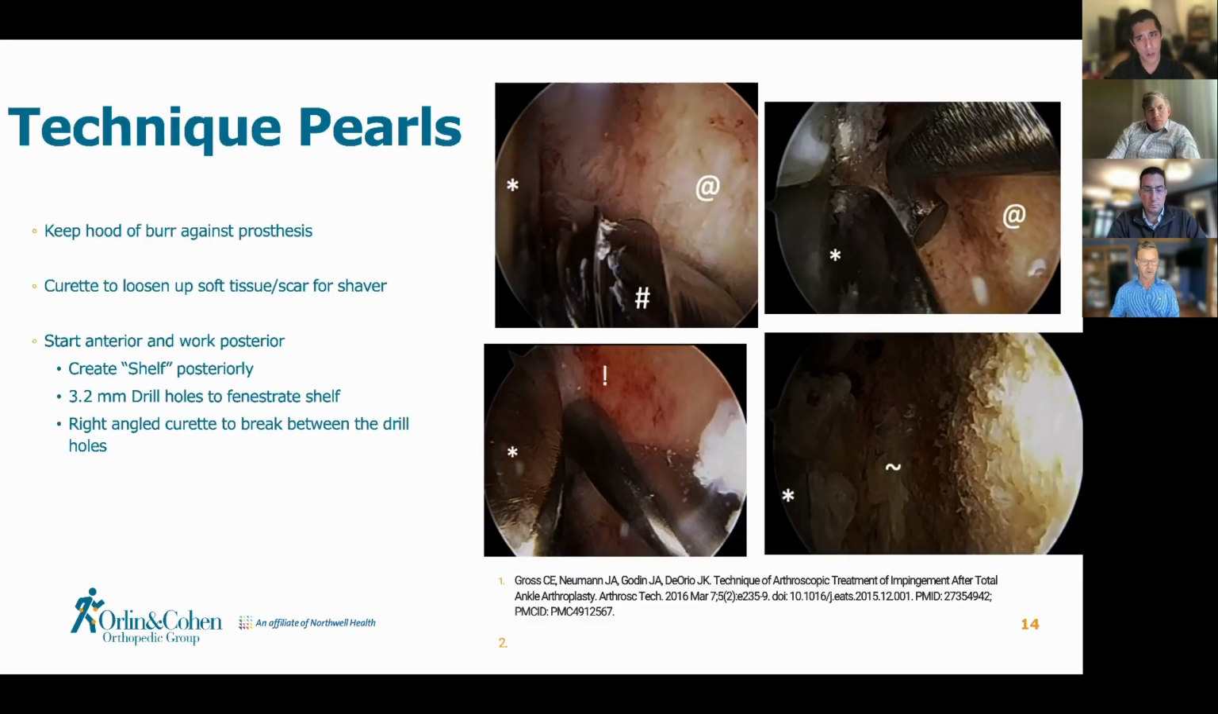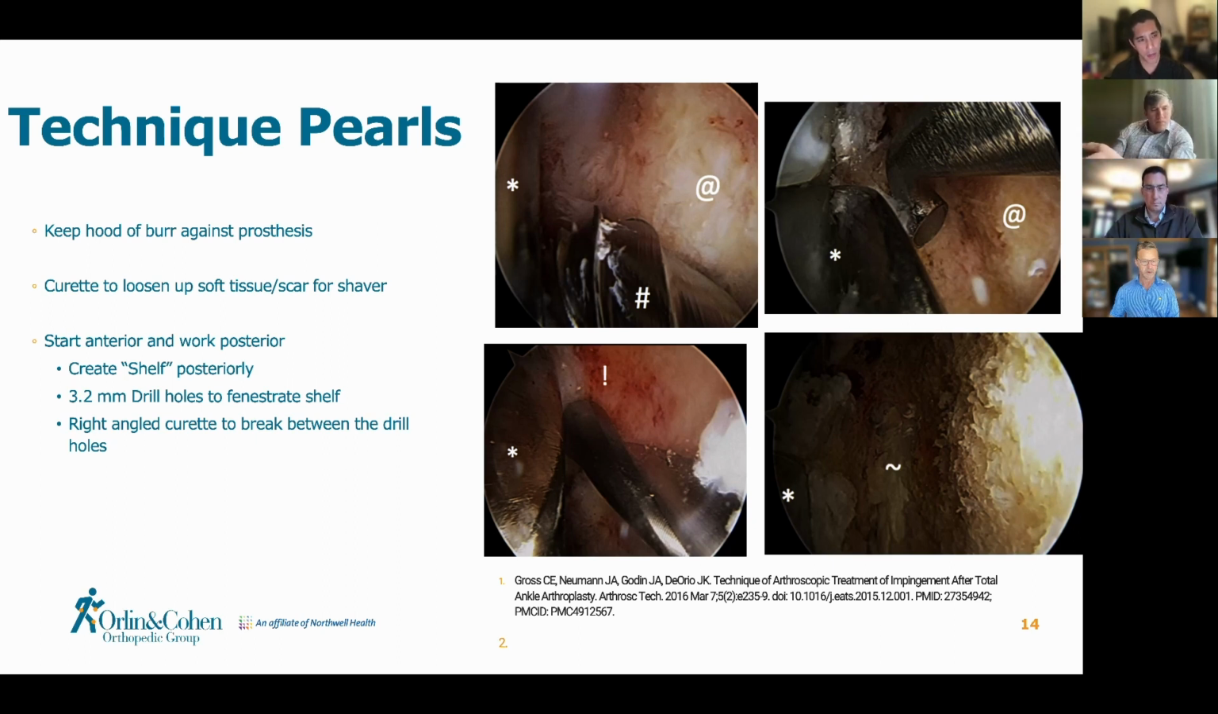So lastly, this is just an algorithm where there are pearls right here. You want to keep the hood of the burr against the prosthesis. In the top left picture, you'll see that the teeth of the burr are facing toward the medial malleolus, where you see the metal talus implant on the left side. And you want to start by using a curette to loosen up the soft tissues to allow the shaver to do its job.